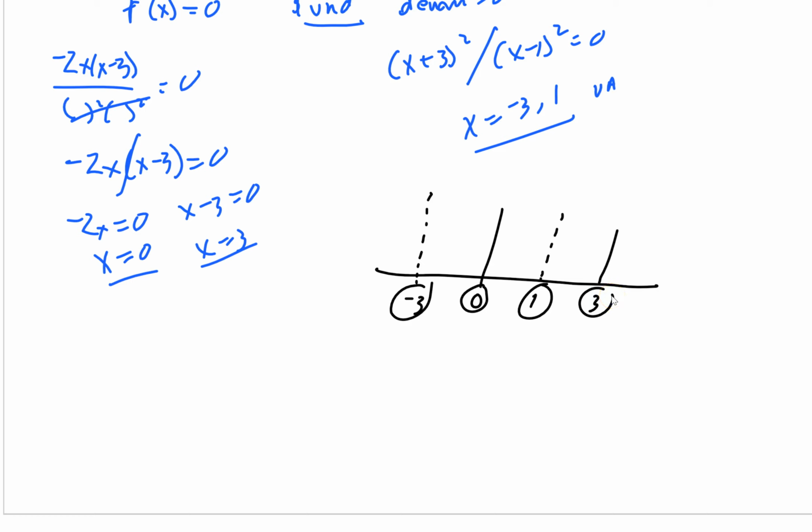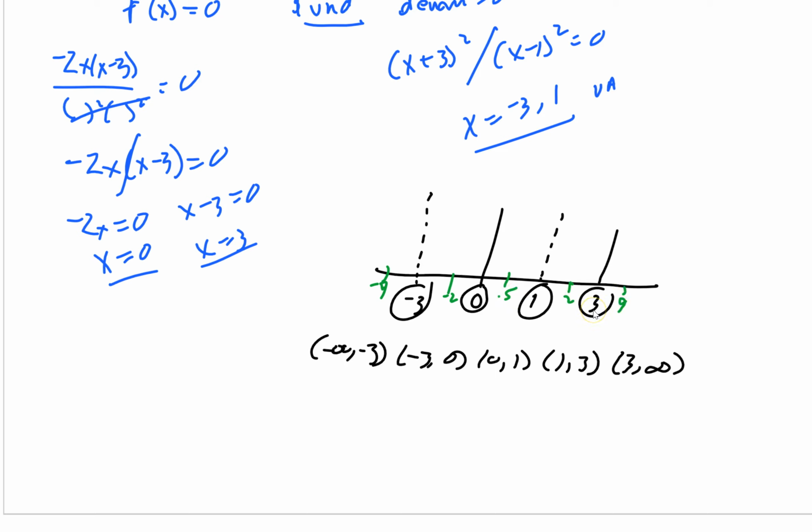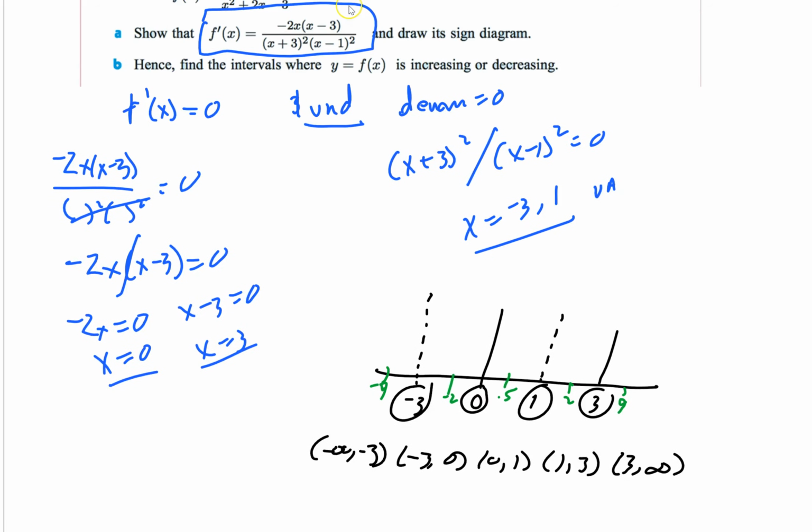Just like what we did before, now we have 5 intervals. We could do this interval, negative infinity to negative 3. You could do the middle interval, negative 3 to 0. That interval, 0 to 1. That one, 1 to 3. And that one, 3 to infinity. Then I have to put a test point in for all these. So like negative 4, negative 2, 0.5, 2, and like 4. After we get our test points, we're going to plug them in.